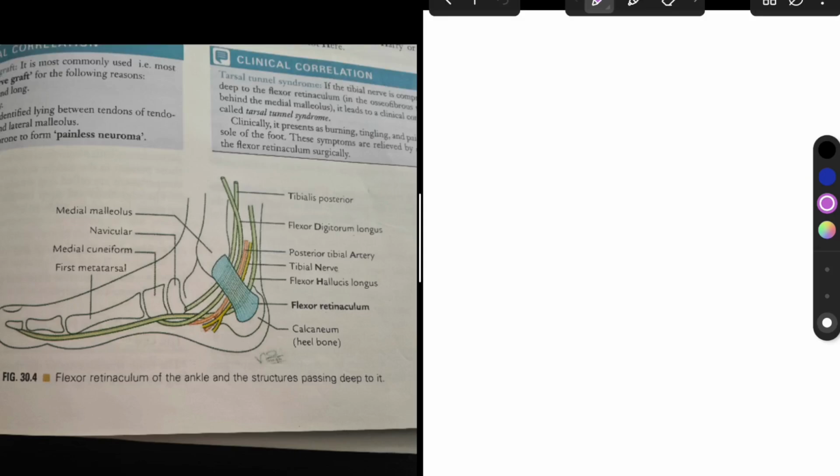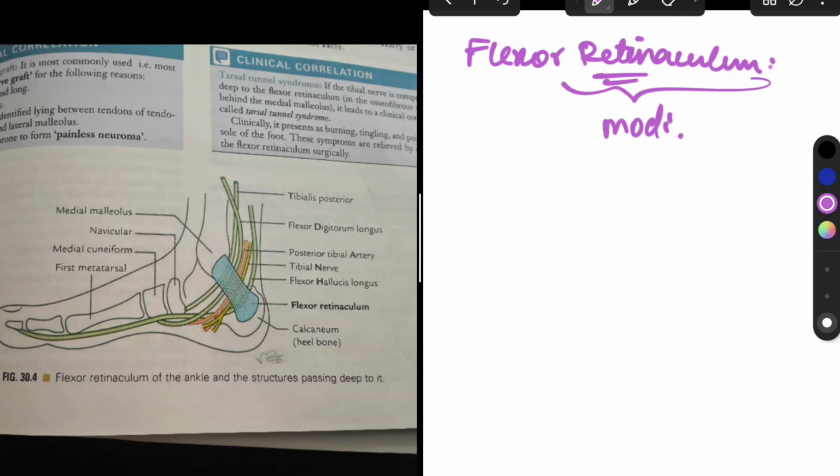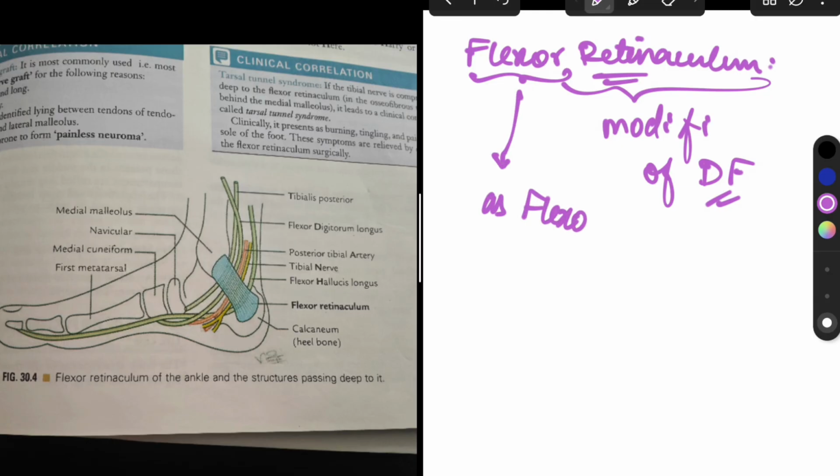Friends, in this video, let us see the Flexor Retinaculum in detail. First of all, any retinaculum is nothing but a modification of deep fascia, whether it is an extensor or a flexor retinaculum. The flexor retinaculum, as the name indicates, is present in the flexor compartment.